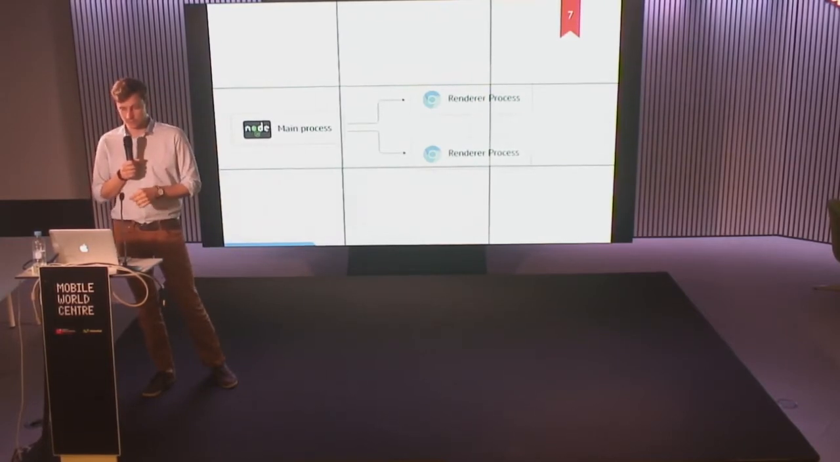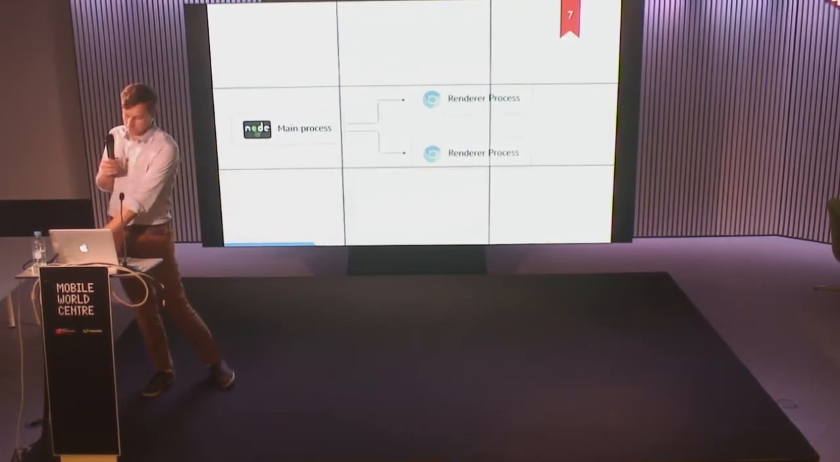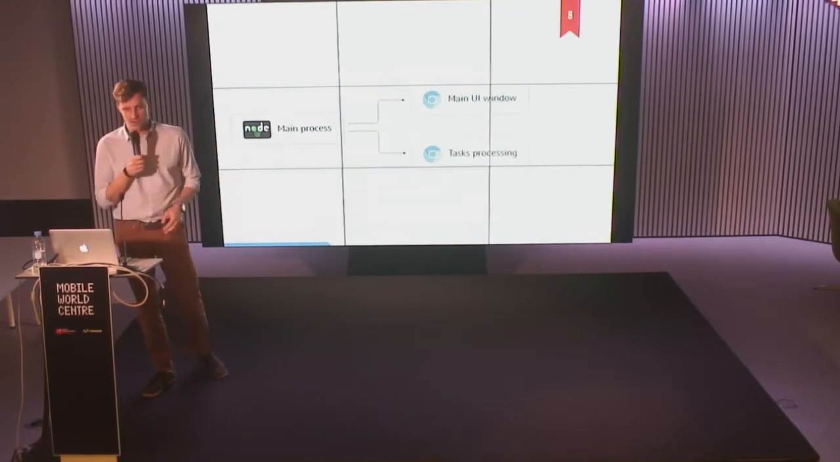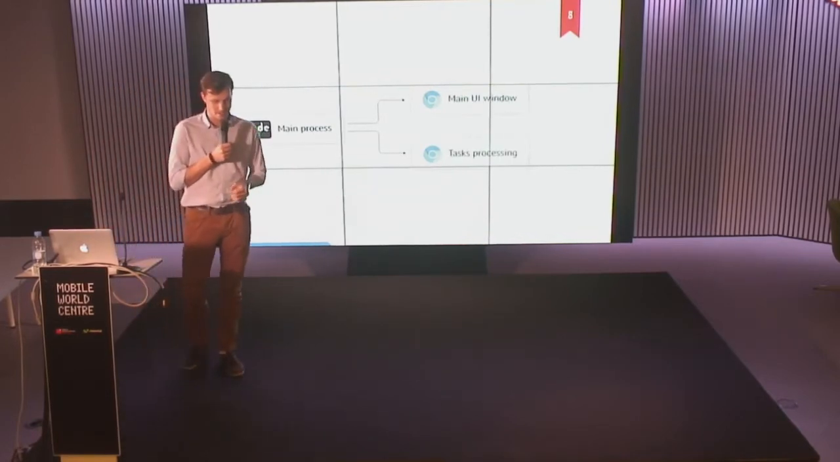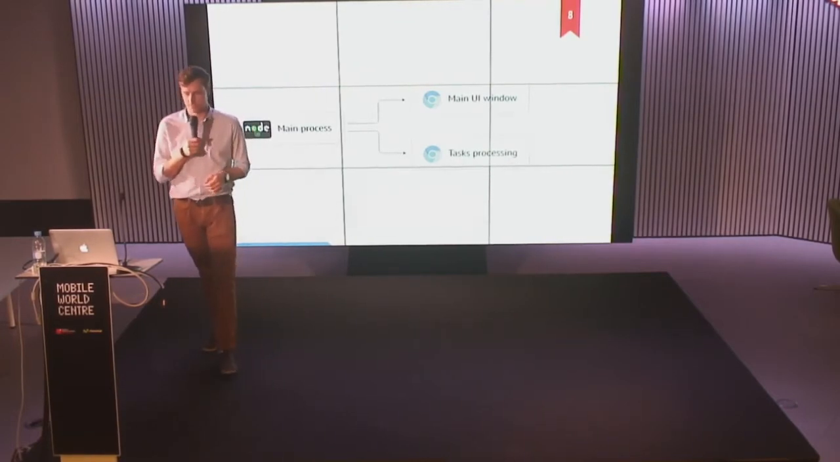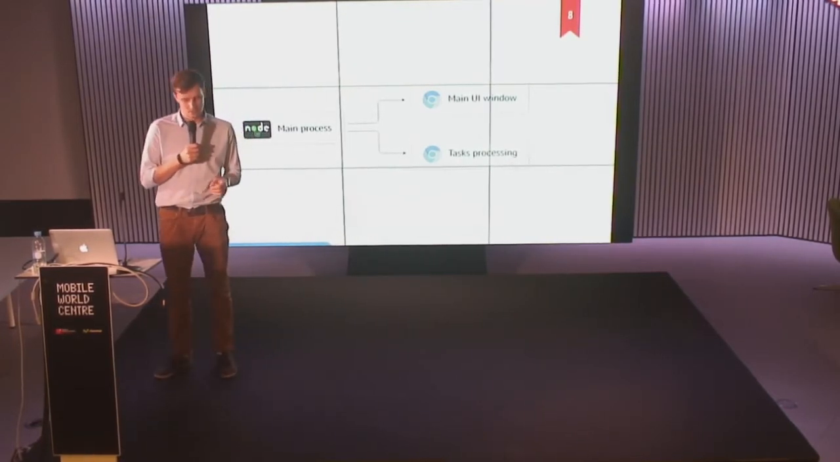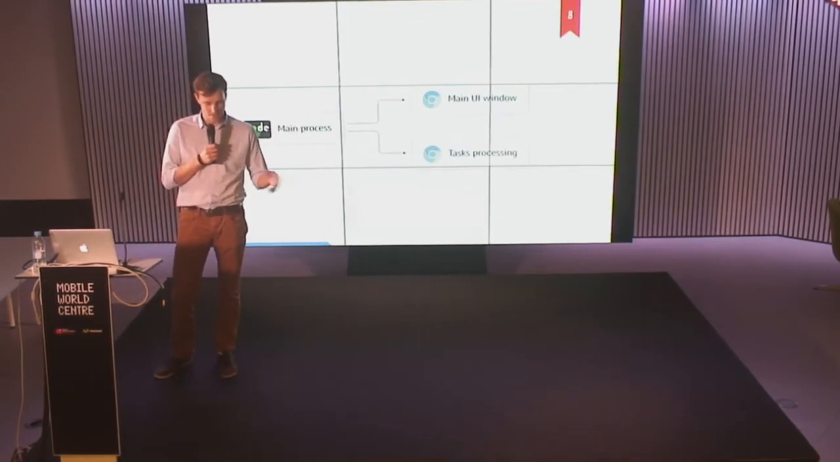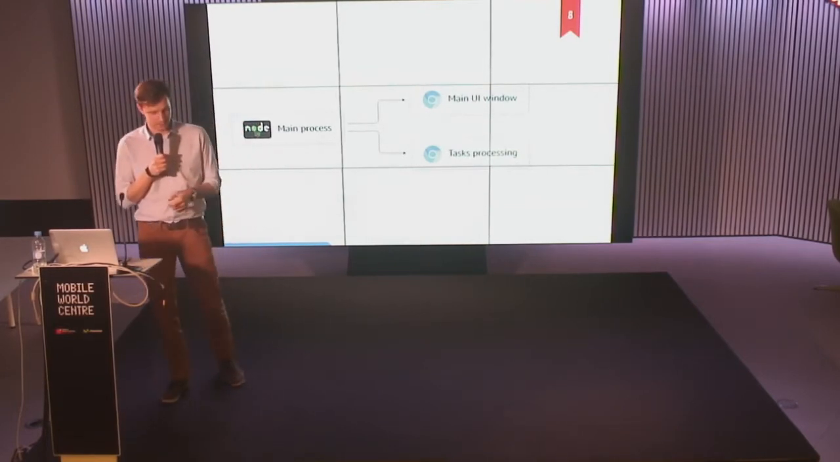And for example, you can use some simple architecture like a main UI window and create some background window. It does not need to be visible. It can be hidden. So you can do some task processing, I don't know, mining bitcoins in the background, and you will still have a fast response in your UI window.